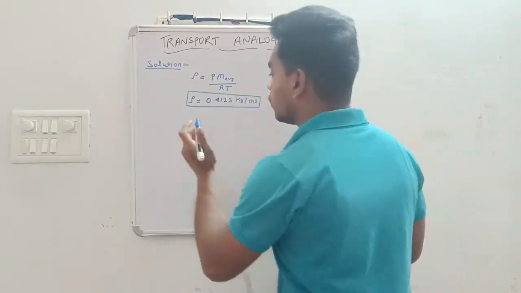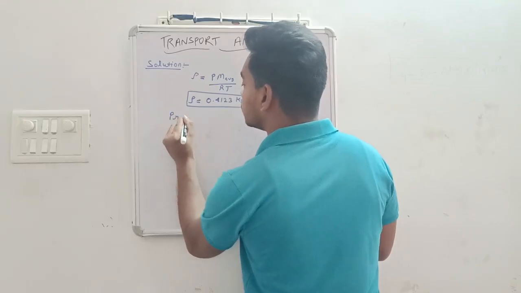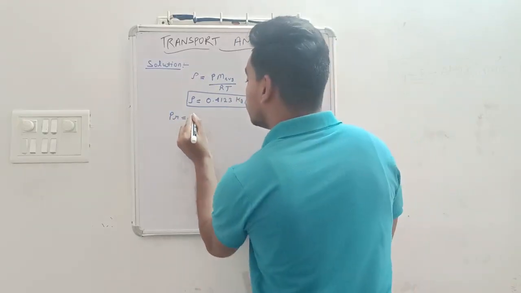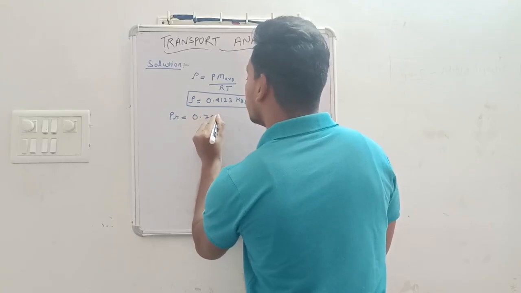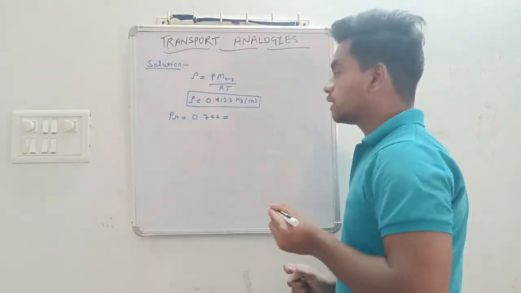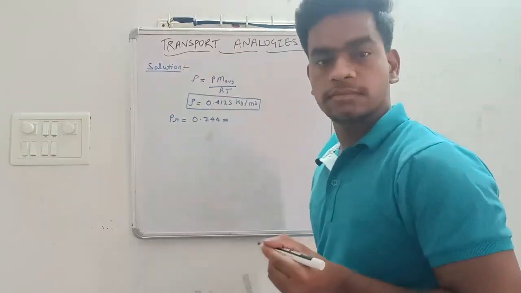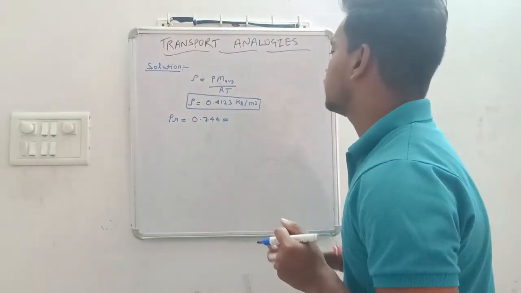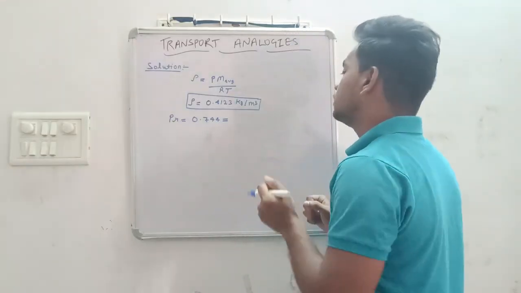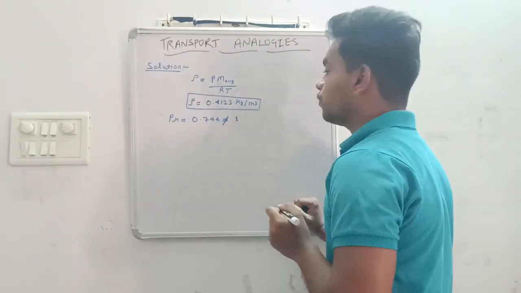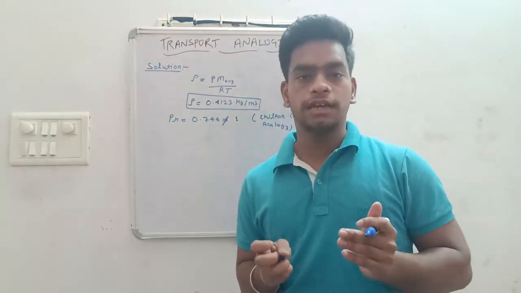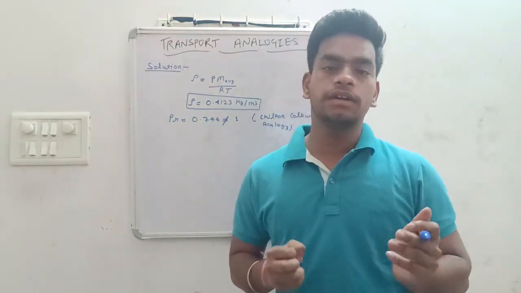Now we have the data of the Prandtl number. We didn't write it in the given part, so we will write it here, which is 0.744. The Prandtl number is given as 0.744, which is not equal to 1. So we will use the Chilton-Colburn analogy here. By using the Chilton-Colburn analogy, we will find the value of the heat transfer coefficient.